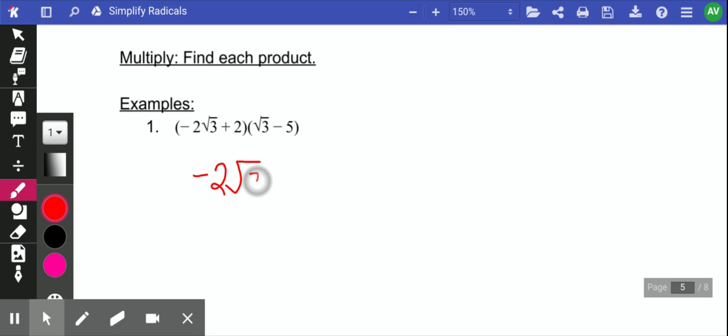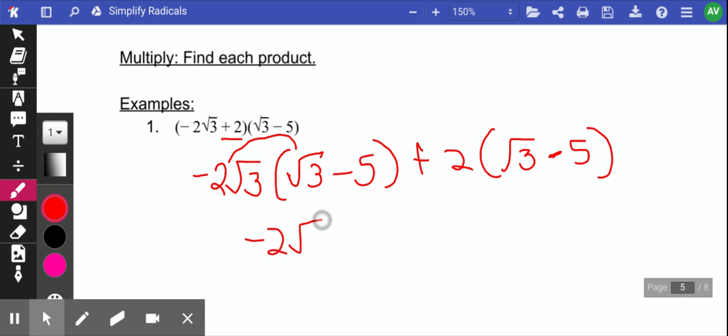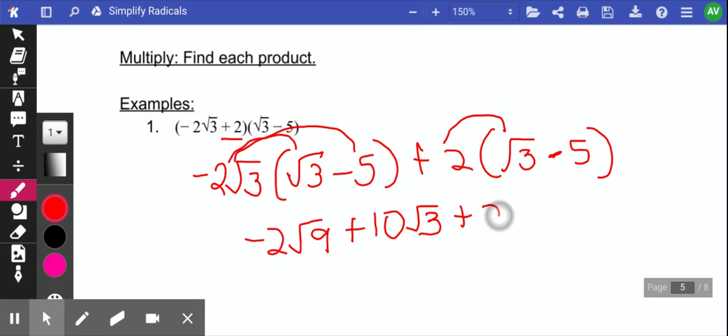So negative 2 root 3 times root 3 minus 5 plus 2, that came from right here, root 3 minus 5. That's a minus sign. There we go. Okay. Now I'm ready to do the distributive property. So negative 2 radical 3 times radical 3. Negative 2 radical 9. Negative 2 times negative 5 is positive 10, and there's nothing with the radical 3, so it just comes along. Over here, 2 root 3, so plus 2 root 3. And last one, 2 times negative 5 is negative 10.